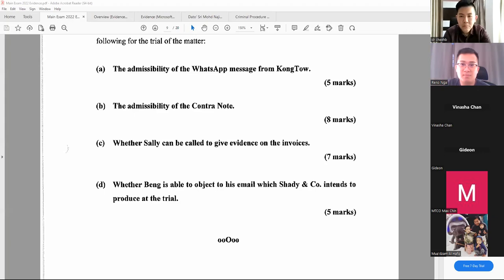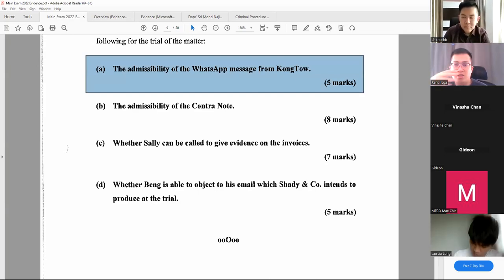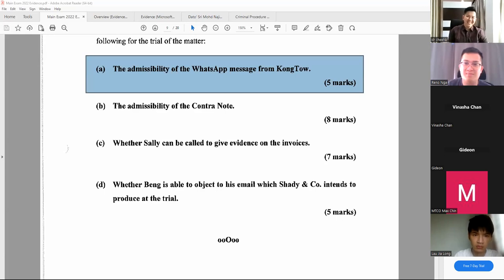Okay, so can we go to this WhatsApp question? I think we did a similar question just now, the photograph one. Since Keith, Z, Y, Lee are so active, can you guys tell me what is the answer for this? Since we discussed this already, it's the same thing.